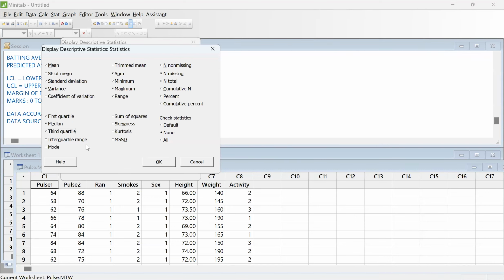Sir, what is N, sir? Actually, N means number of data. You see here this one, N total. You don't have to scroll down to understand how many. Minitab itself will tell you. Clear?